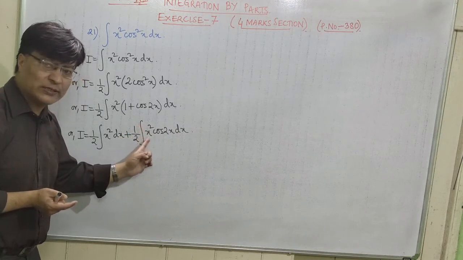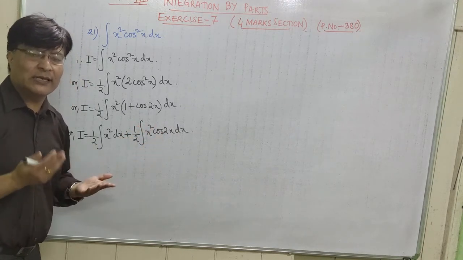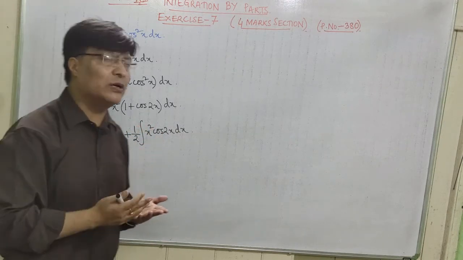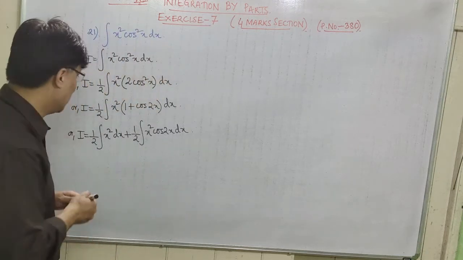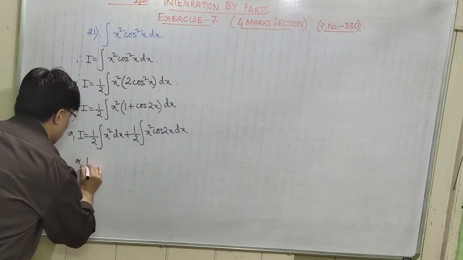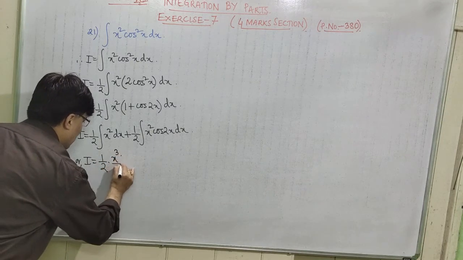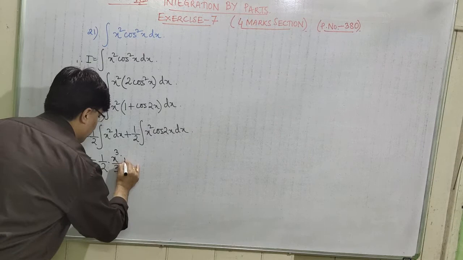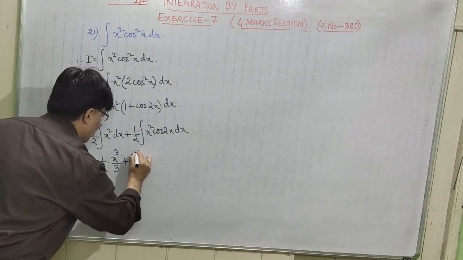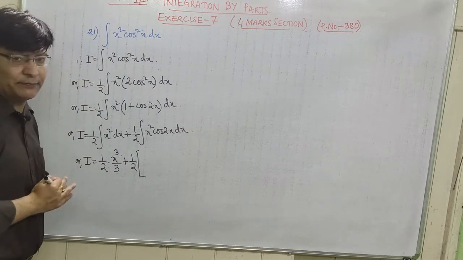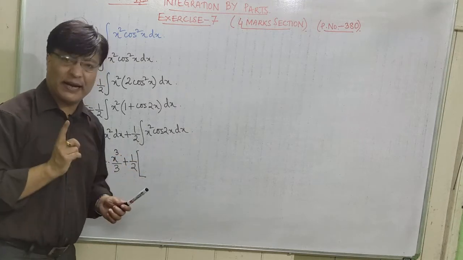So here x square is the first function and cos 2x is the second function according to the word ILATE. So I is equal to half into, what is integration of x square? It is x cubed by 3, plus half. Now within the third bracket, let us use integration by parts.